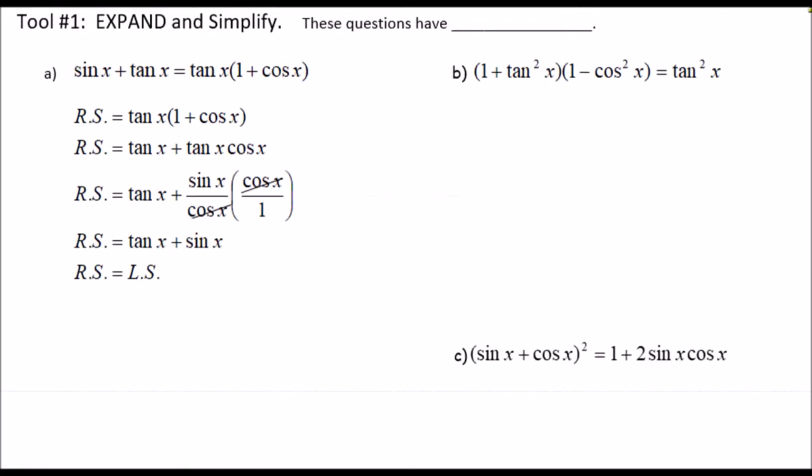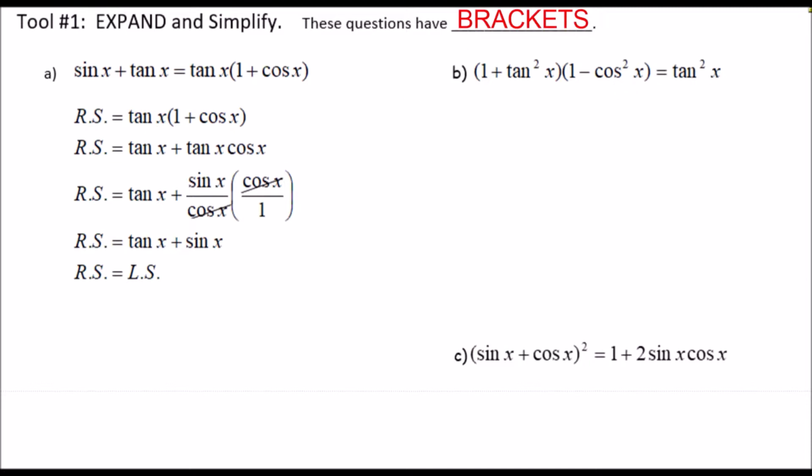So these ones always have brackets. Part A is always done for you, so I'm not going to really talk much about part A, but I'll do the other parts for you in the video. So here we go, the first one. 1 plus tan squared x times 1 minus cos squared x is equal to tan squared x. First thing I'm going to do is expand, so I'm going to FOIL this out a bit. I'm going to tackle the left side, because it's a little more complicated. The right side is pretty straightforward, tan squared x.